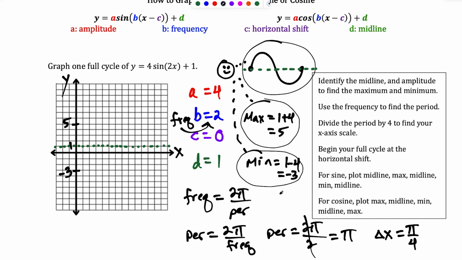So this tells us what to count by in the x direction so that we're graphing our sine curve as accurately as possible. Just know the reason why we're dividing it by 4 is because we want to think of this sine curve as having 4 sections.